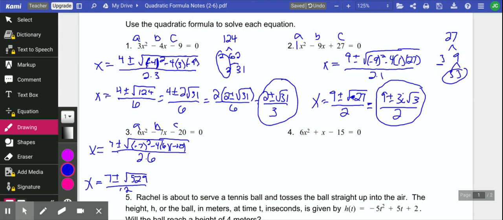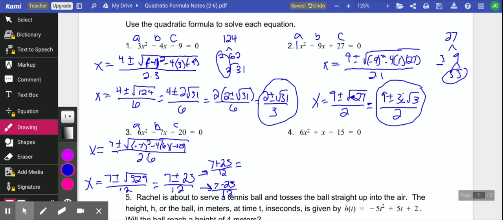And we get 529 over 12. You know what? I think 529 is a perfect square. Go ahead and take the square root of it. It is 23. So these are going to be nice, neat answers. You have two answers here. One of them is 7 plus 23 divided by 12. The other one is 7 minus 23 divided by 12.